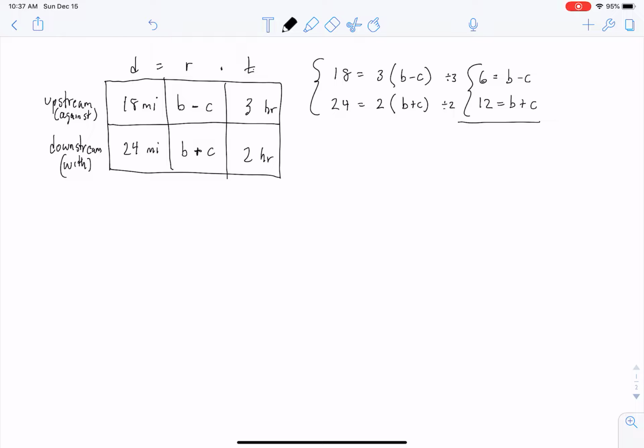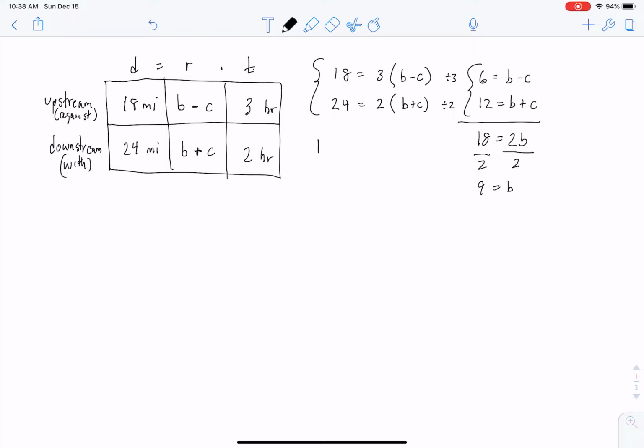So I'll add these two equations. I'll get 18 equals 2b, and divide by 2. So we get 9 equals b. But in this case, they were asking us for the current. So we have to use one of our other equations.